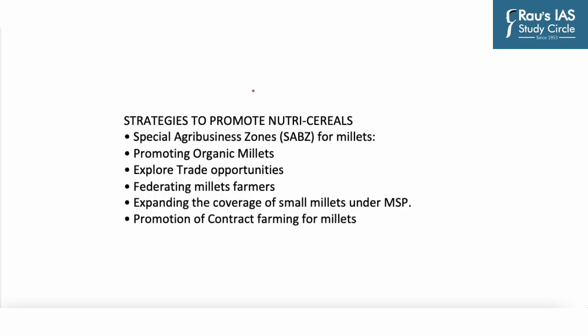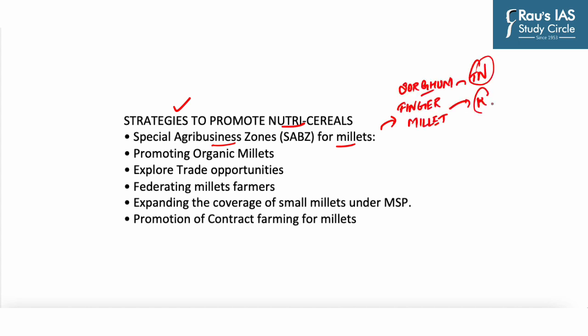Now, having discussed the benefits of millets and the reason behind their low production and consumption, let's discuss a few strategies to promote nutri-cereals. The first one is special agribusiness zone for millets. In this, focus should be on development of particular millets which is popularly cultivated in local areas. For example, sorghum in Telangana, finger millet in Karnataka, pearl millet in Gujarat, and small millets in Madhya Pradesh.